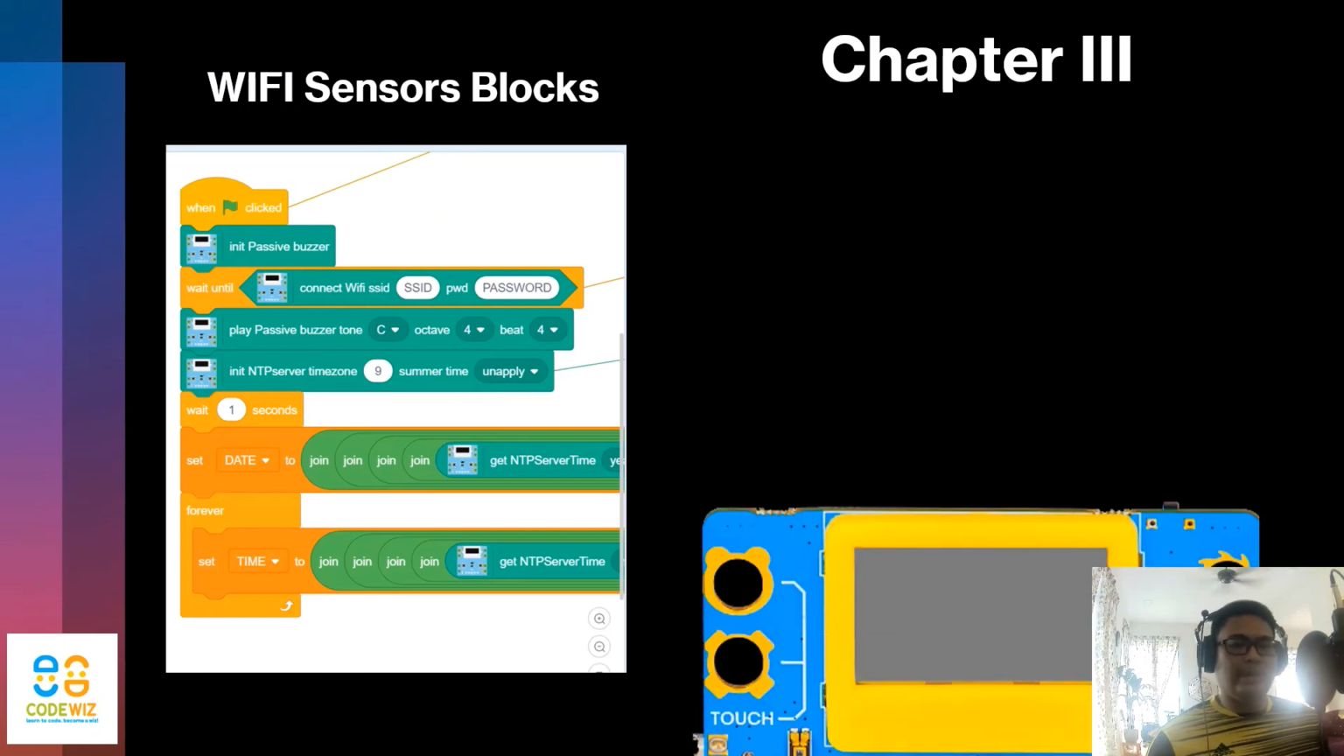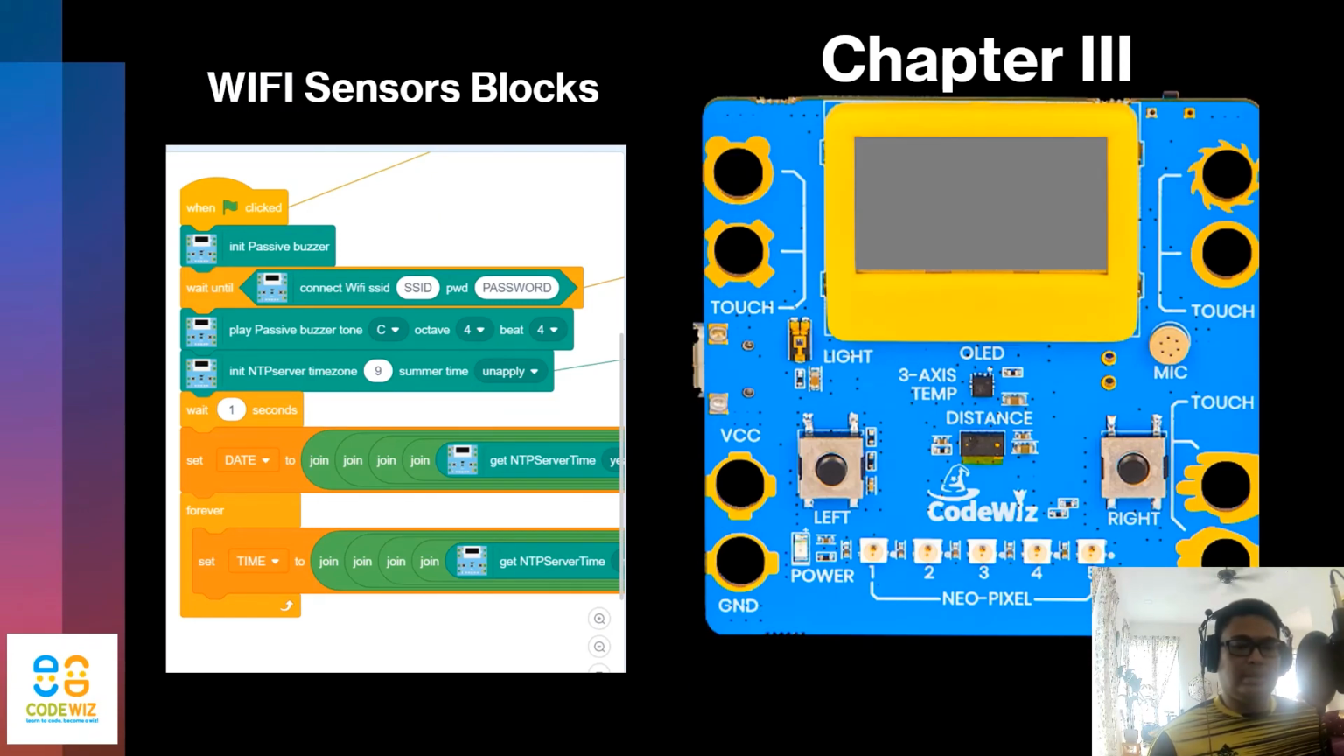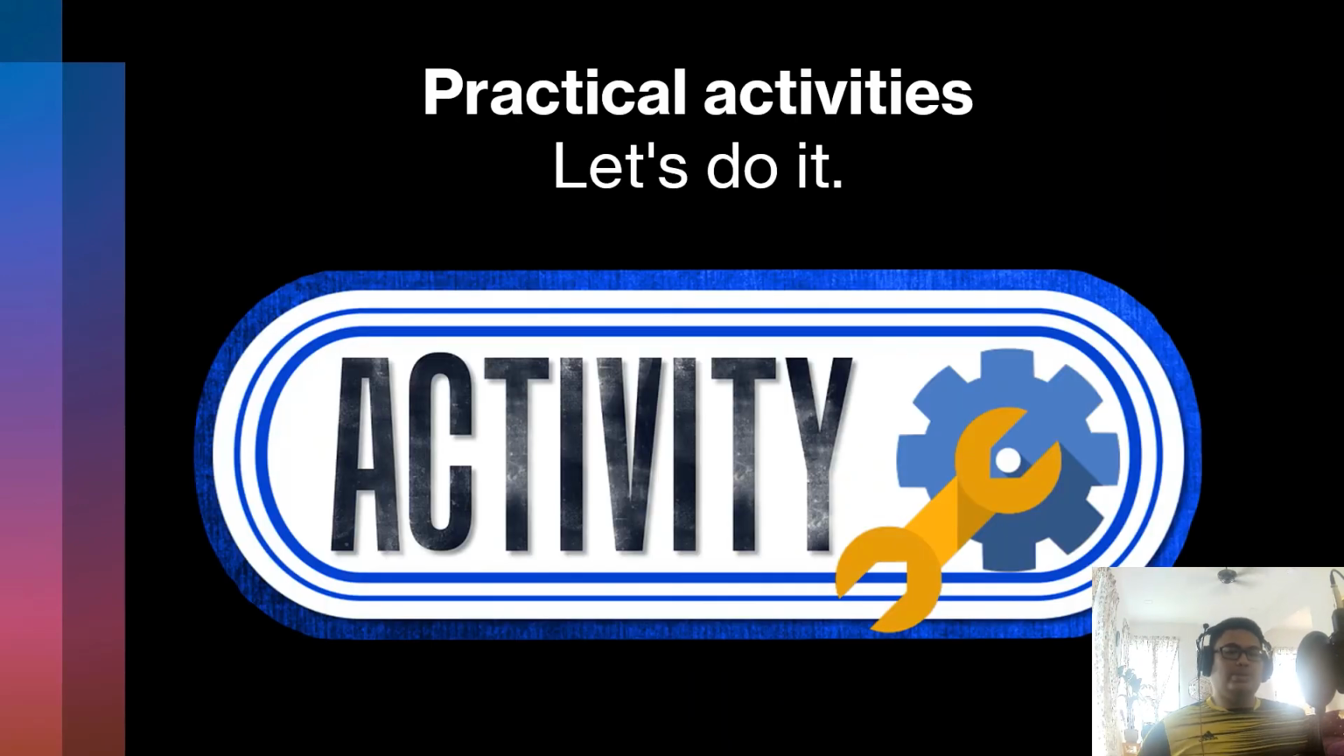Chapter number 3, Wi-Fi sensor block. Amazingly, the Code Whiz is very high spec on connection. The Wi-Fi sensor will make the Code Whiz able to be controlled by Wi-Fi after we make a connection, right? And the Code Whiz can act from the Wi-Fi connection. Also, I will show you in the activity video.